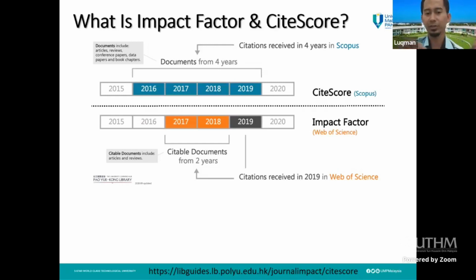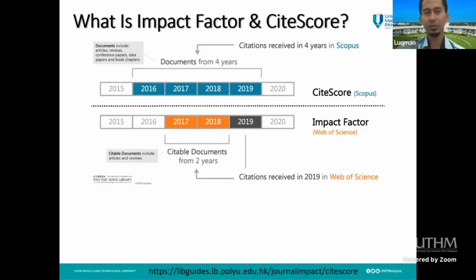It's more towards the citation, how much people cite and things like that. And site score is quite similar but it is for Scopus. Okay, impact factor is for Web of Science, site score is Scopus. So this is actually a very fast way for you to know whether that journal is Web of Science or Scopus indexed, a reliable journal.